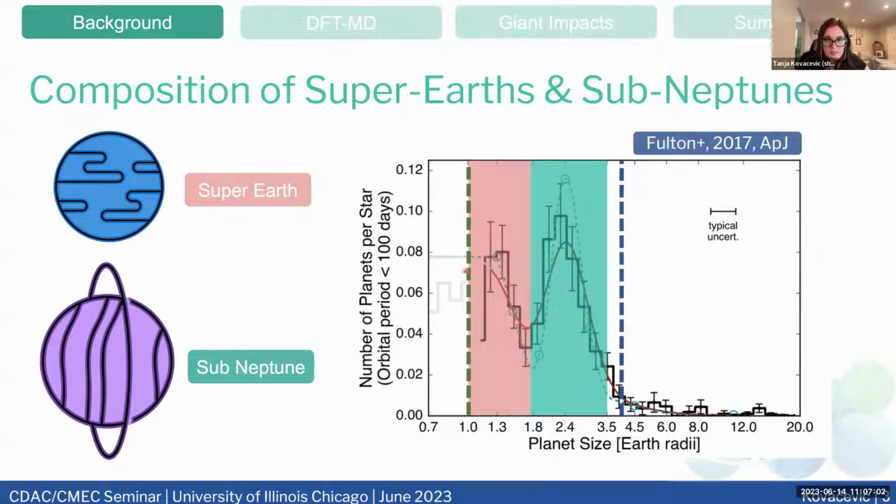So if we think about our solar system, I'd like to add vertical lines to remind us of the size of Earth, which is the green dashed line, and the size of Neptune, which is the blue dashed line. This plot makes it more evident that Earth and Neptune lie outside of this distribution of where planets like to be sized. Again, there could be a lot of reasons for that, but it raises the question: why don't we have one of these size planets in our solar system?